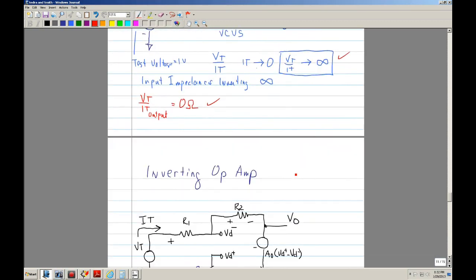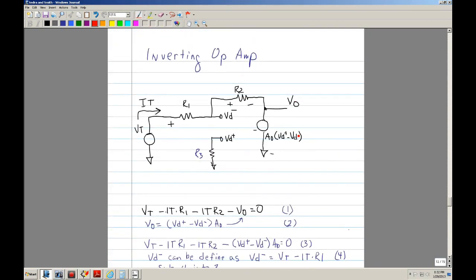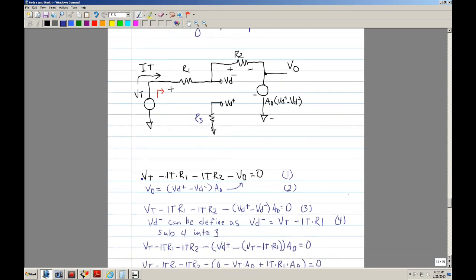Next is the inverting op-amp. We've got the stimulus going in at the inverting side, and we're going to place the VT and IT. Now what I did is I did some of the math because it was a little bit long and I didn't want to spend too much time, but at least you'll be able to see the equations. This is how I set it up.